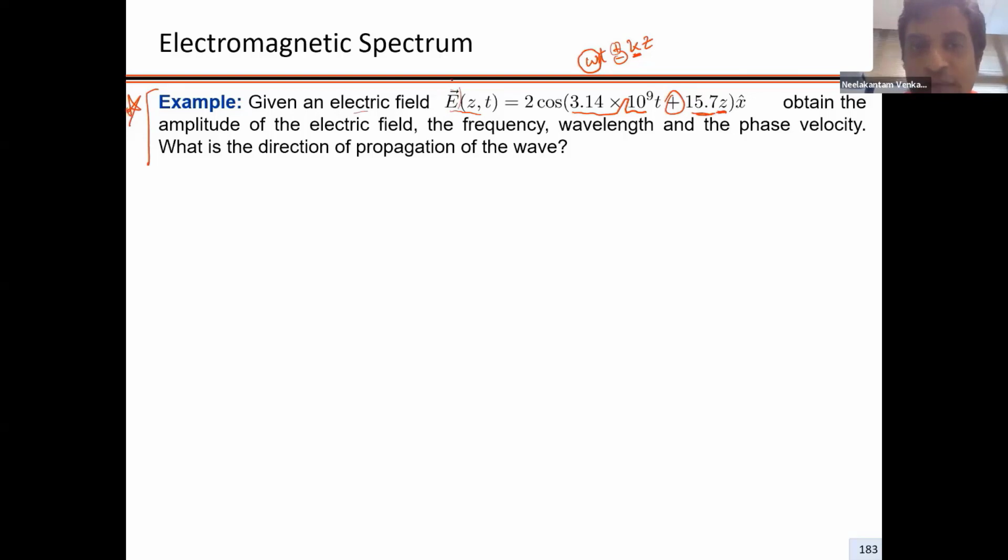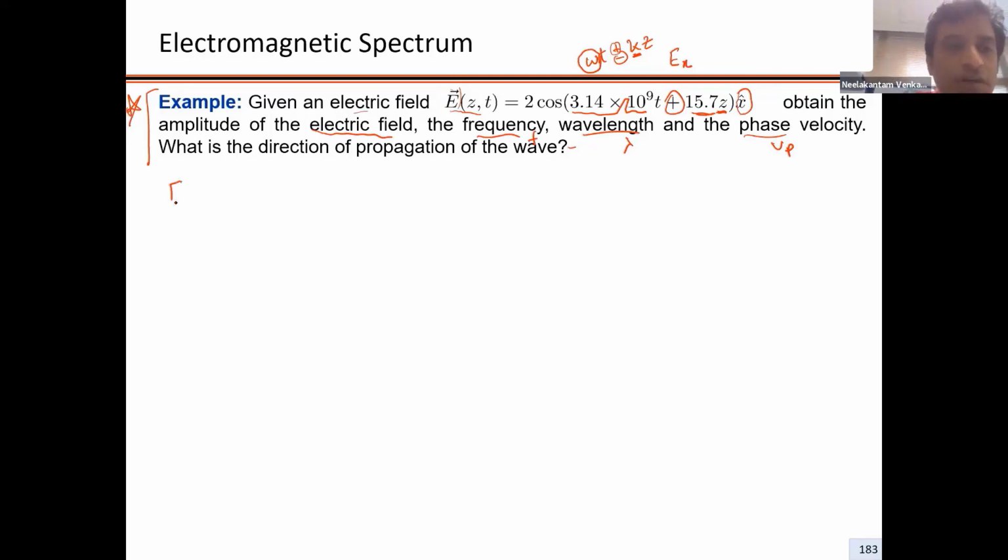And what is the component of the electric field? It is having x component only. So you're having only Ex, your Ey and Ez are 0. Okay. Obtain the amplitude of the electric field. What is the amplitude of the electric field? That means what is the maximum value the electric field can take? The frequency f, the wavelength lambda, and the phase velocity Vp. What is the direction of propagation of the wave?